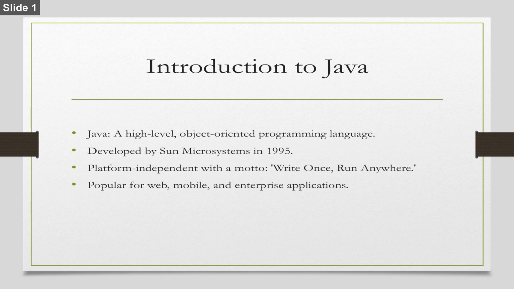Introduction to Java. Java is a powerful, high-level programming language initially developed by Sun Microsystems in 1995. One of the defining features of Java is its platform independence, which means that Java programs can run on any device that has a Java Virtual Machine, or JVM, installed. This gives Java the flexibility to work across many devices, making it popular for a range of applications from mobile apps to enterprise software. Java's motto, "Write once, run anywhere," speaks to this adaptability.